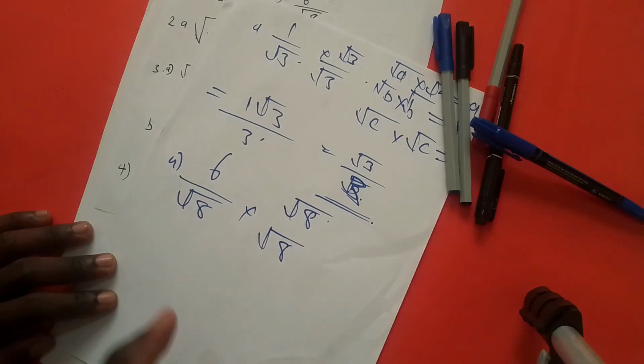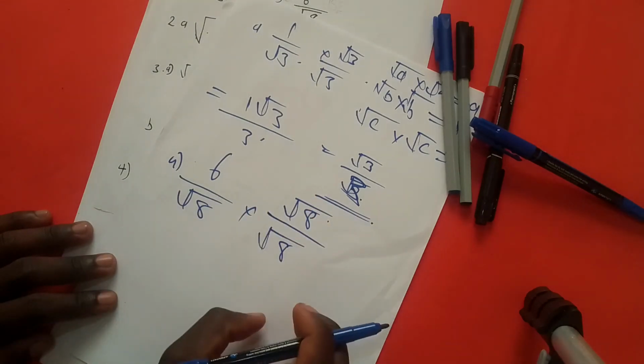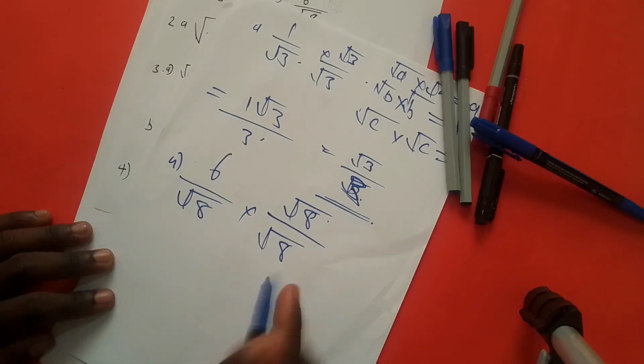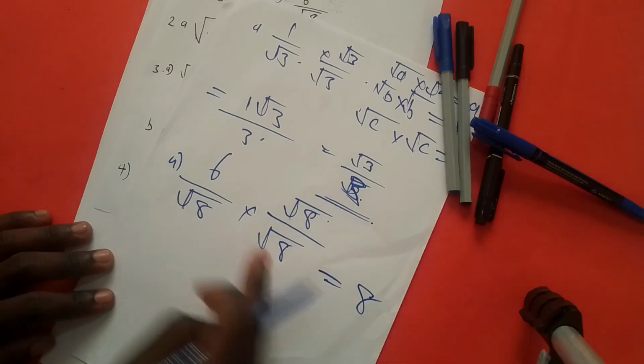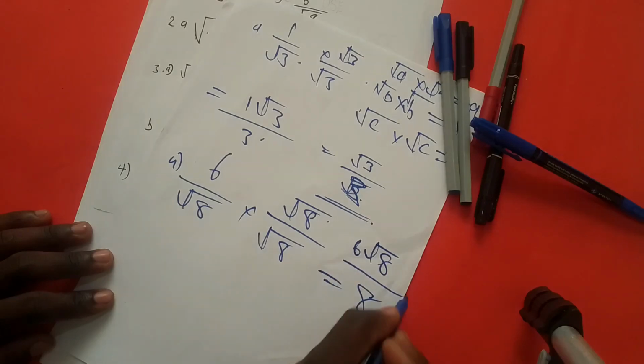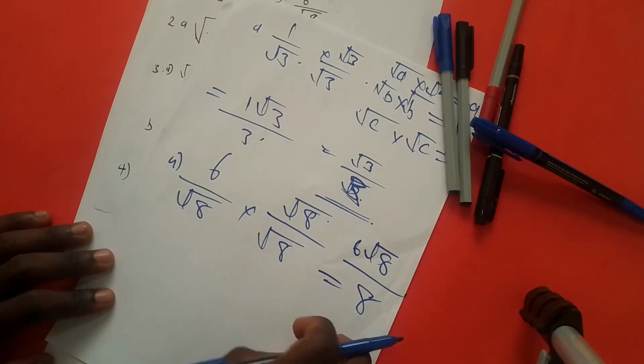We are going to multiply both the numerator and the denominator with the denominator. That's what rationalizing is. So therefore, root 8 times root 8 is equal to 8. The 6 times root 8 is equal to 6 root 8. So this is the solution, 6 root 8 over 8. So therefore, you have simplified the expression.